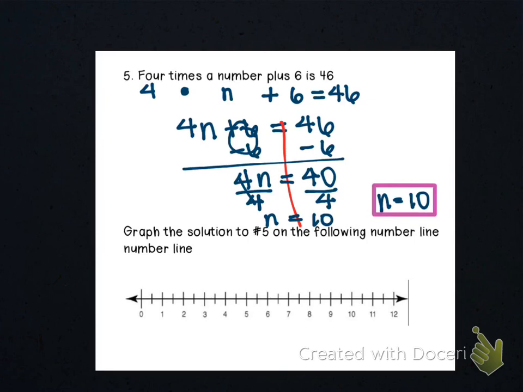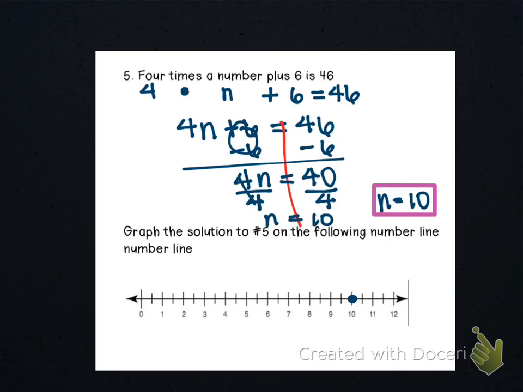So here we're going to graph, which is there's only one solution. So when we graph equations, we're just putting a dot on that actual solution, which in this case was 10. So I find 10 on the number line, and I place a good solid dot where the lines cross, not above it, not below it, not on the number, right where the two lines cross.